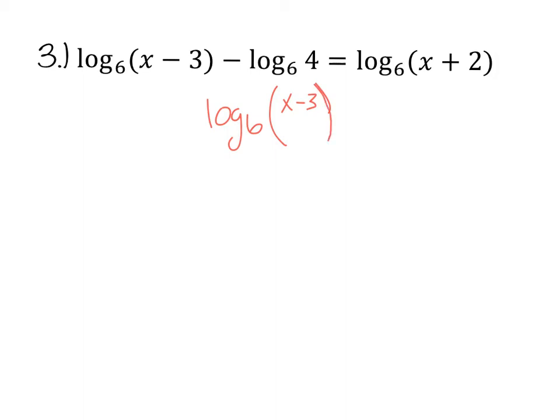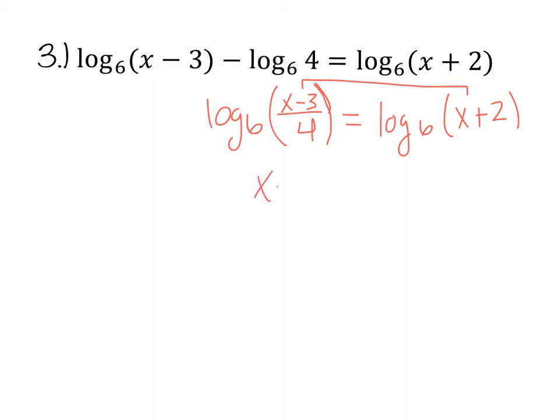over 4 equals log base 6 of x plus 2. Now that I have one log on either side and they both have the same base of 6, I can actually just set these equal to each other. So I'll have x minus 3 over 4 and x plus 2.